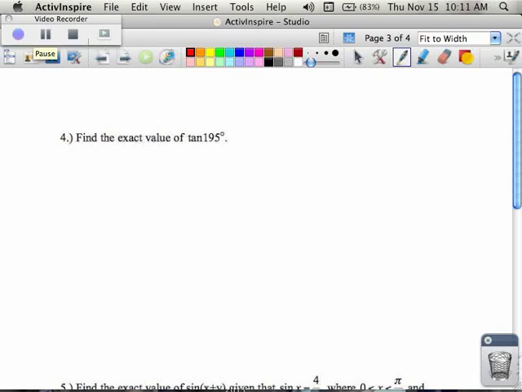The tangent formulas are the ones that are a little bit frustrating, and that's because they are, if you look, fractions. Okay? So you have to work with that. First of all, I'm going to rewrite this tangent of 195 as the tangent of 135 plus 60, because 135 plus 60 is 195, and both 135 and 60 are on the unit circle.